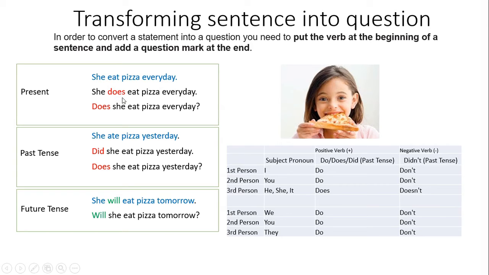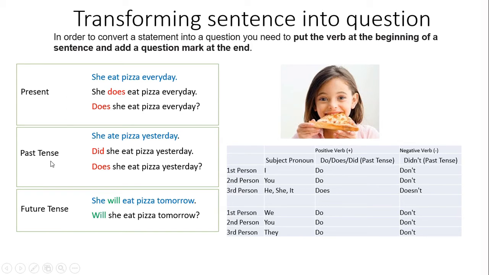So you will use the word does because does is used for third person, whereas do is used for first person and also second person. So this is the purpose of the table, so it can guide you. She does eat pizza every day. To transform this into a question, all you need to do is just exchange these two words: Does she eat pizza every day? That is for present tense.